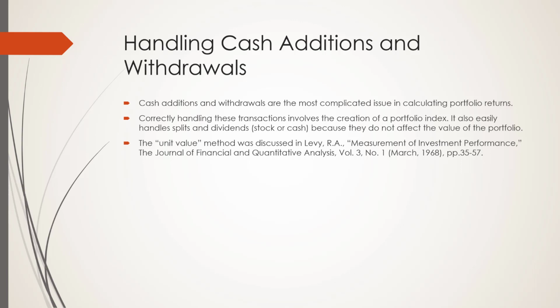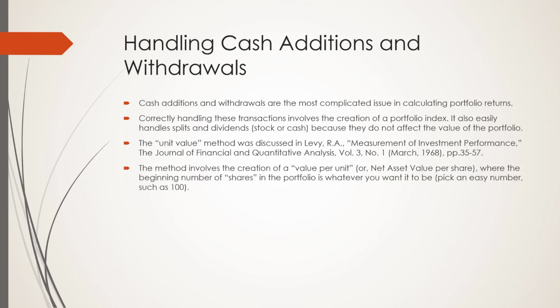So this technique that we're going to talk about is called the unit value method, or sometimes called the NAV method. And here you can see where it was first introduced. So what we're going to do is we're going to create a value per unit, or it's usually called a net asset value, or NAV, per share. And this notion of shares is just whatever you want it to be. So you pick a number, right? So I like to say, well, let's assume that we own 100 shares in the portfolio. But you could pick 50 or 1,000 or 212.5 shares if you want. It's just better to start with an easy number. And then what we're going to do is every time there's a cash flow in or out of the portfolio, we're going to calculate the return.